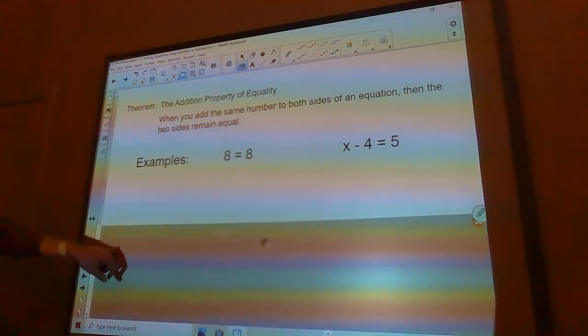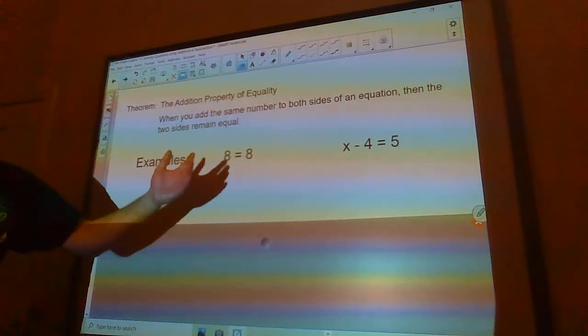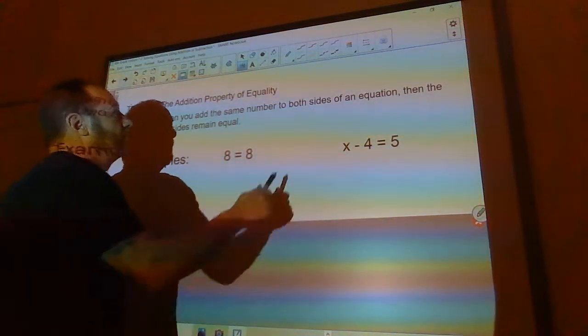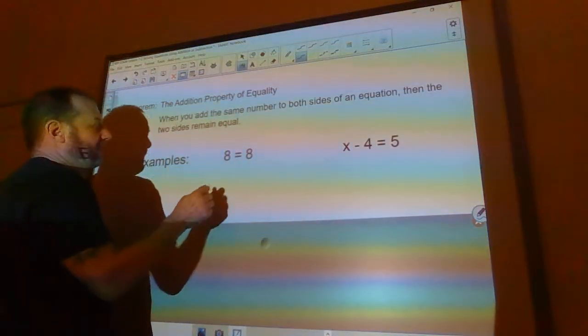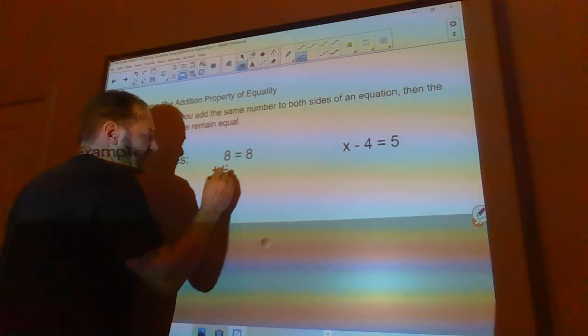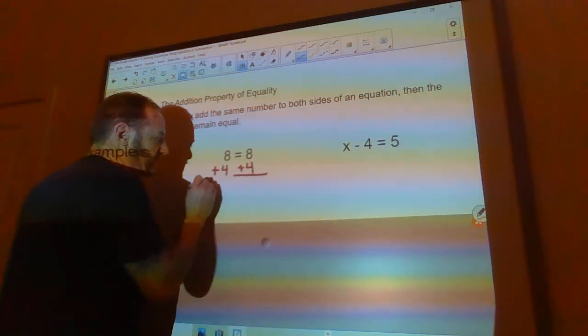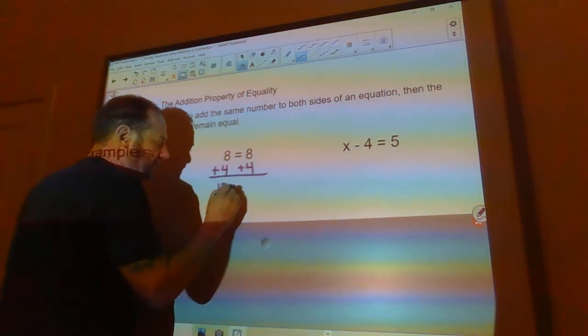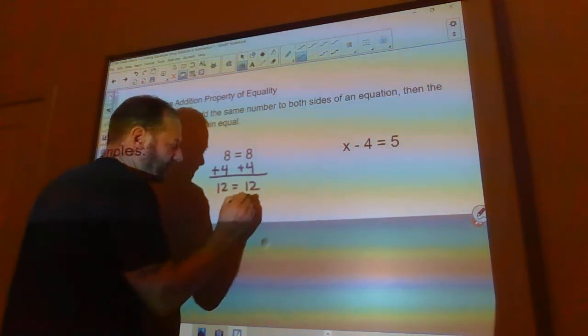Okay, so here we've got a couple of examples. 8 equals 8. Well, that's obvious. But I just want to show you that if 8 equals 8, and I add the same thing, so let's say I add 4 to both sides of this, 8 plus 4 is 12, and 8 plus 4 is 12. It's still equal.